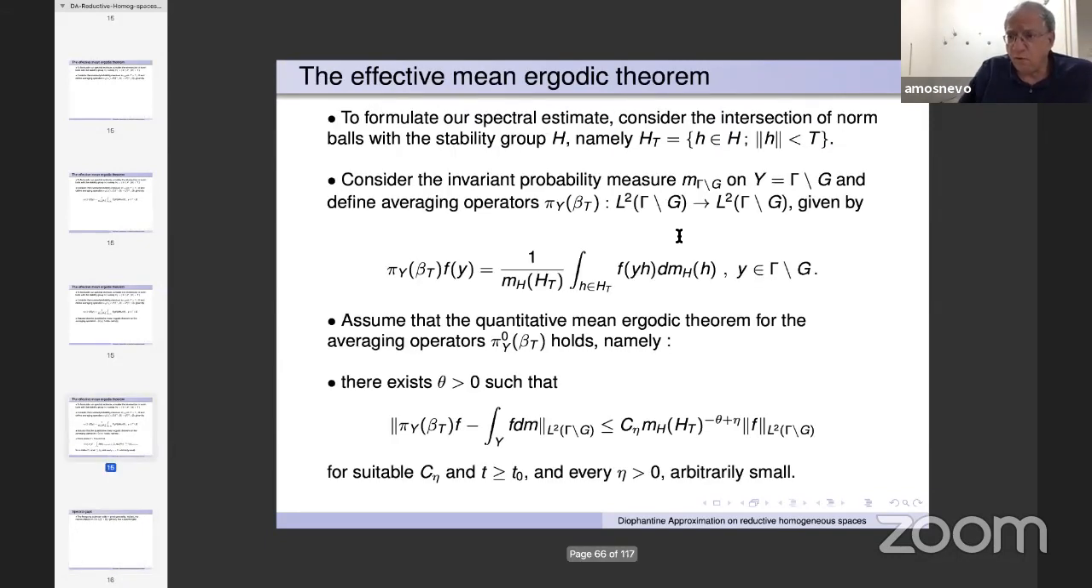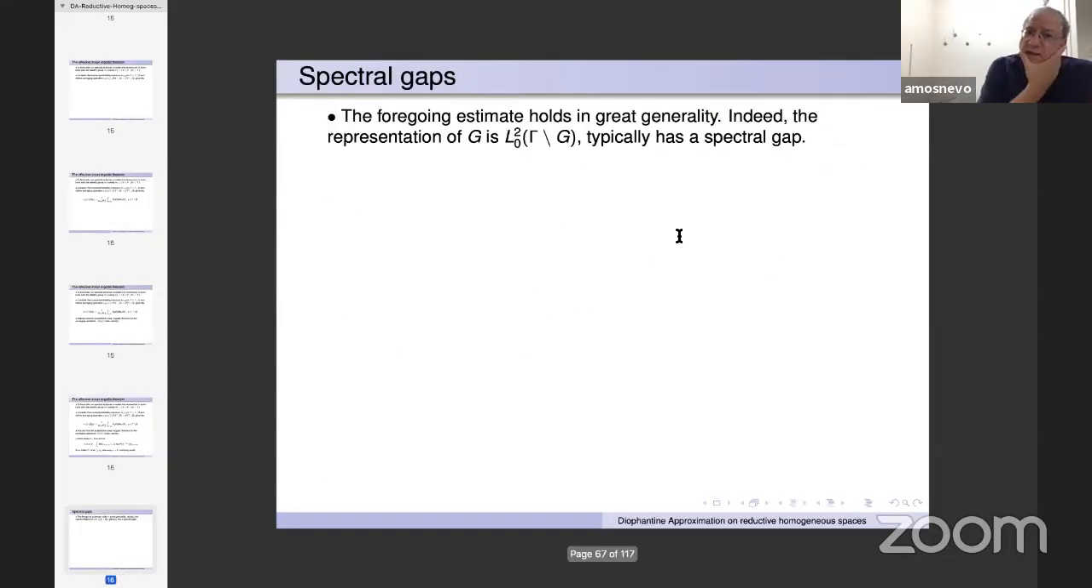And so you, of course, might be skeptical and say, well, maybe this is too good to be true. But actually, this estimate holds in great generality. What underlies this estimate is that the representation of G in L2 naught, the zero-integral functions in G mod gamma, typically has a spectral gap. I'm sure everybody here is very familiar with that.